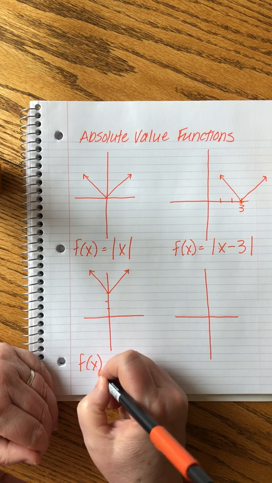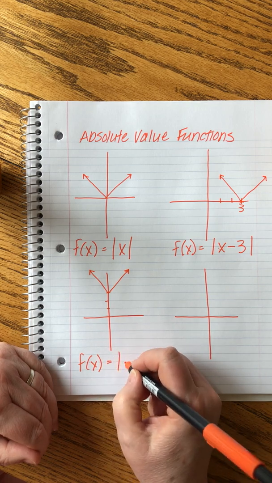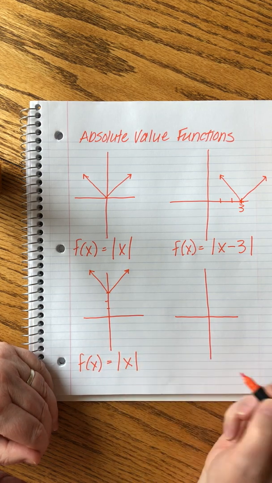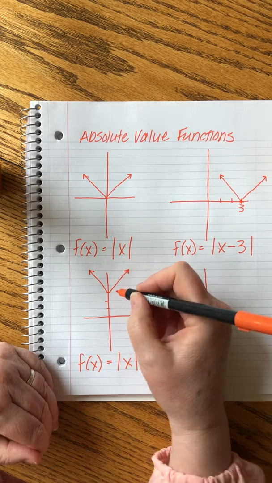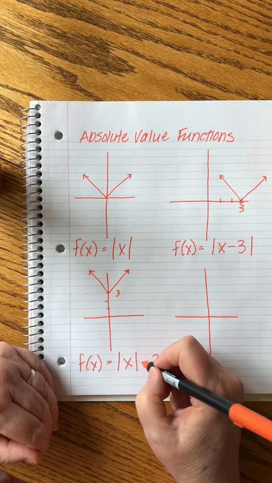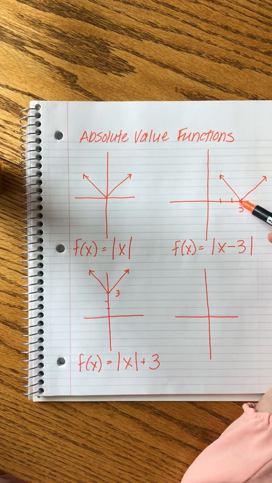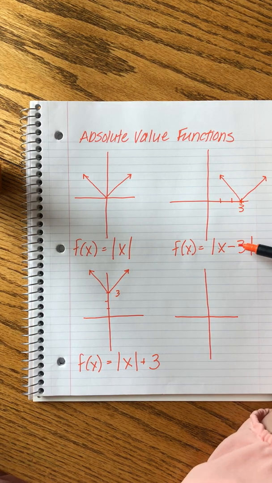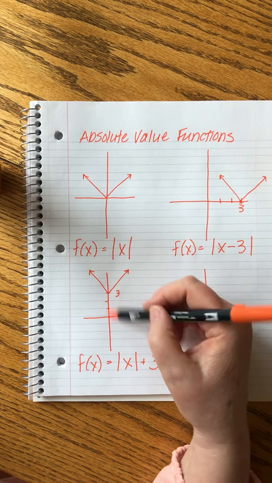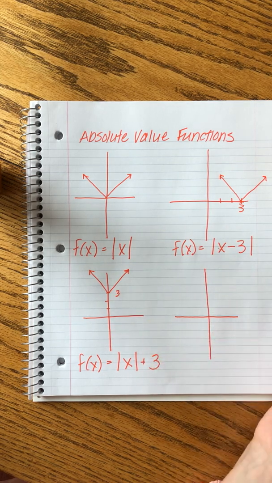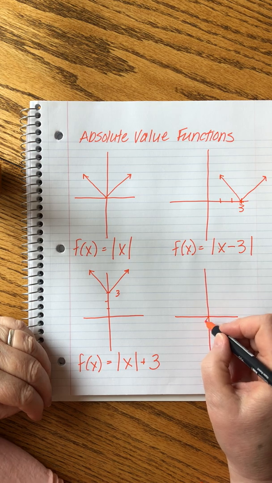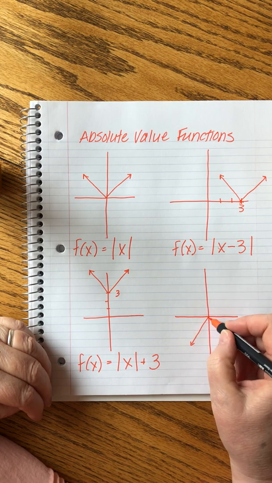If I want a vertical shift, let's bring it up 3 points. This is where I keep the x by itself, I put the number separate, and I make the sign match. So this would be plus 3, right? With horizontal shifts, the sign is opposite. With vertical shifts, the sign stays the same. And then our last one is if we want to flip it upside down.